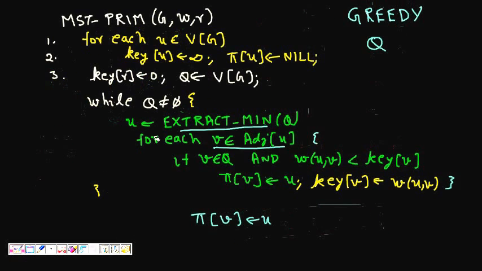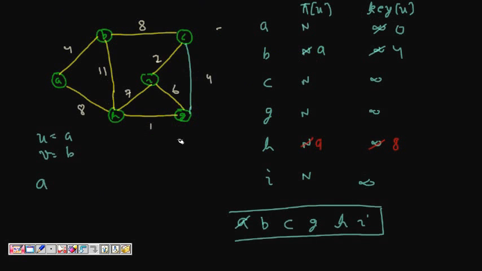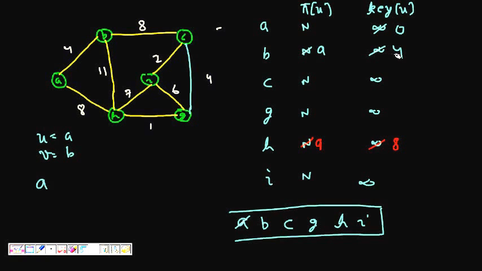So again this was done, so now we again extract min from the queue. So now min is 4 because B has the minimum key value 4. So B is also extracted from the queue. And then what happens? We are at B now.